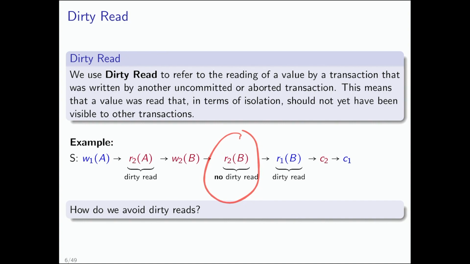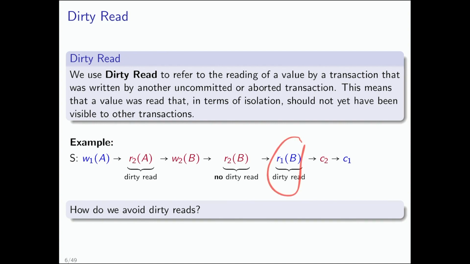This is not a dirty read because this is referring to a change done by this transaction. B was written by transaction 2 and now is read by the same transaction again. This is not a dirty read. This is just the local view of that transaction. A dirty read is only with respect to some other transaction, but not to the stuff I wrote in my transaction.